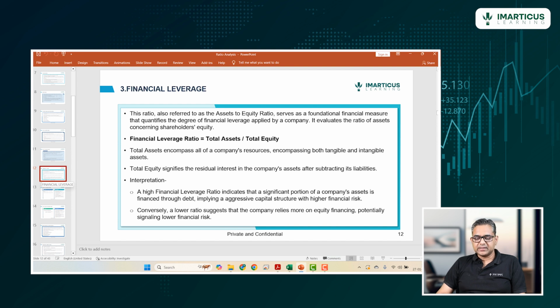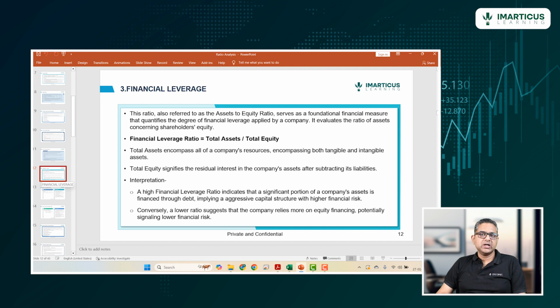So ideally this ratio should be lower, or it should be showing a decreasing trend if we are doing the trend analysis. Conversely, a lower ratio suggests that the company relies more on equity financing, potentially signaling lower financial risk, right? So lower reliance on debt means lower risk. But again, what is that optimum level of debt? That depends from company to company, from industry to industry.